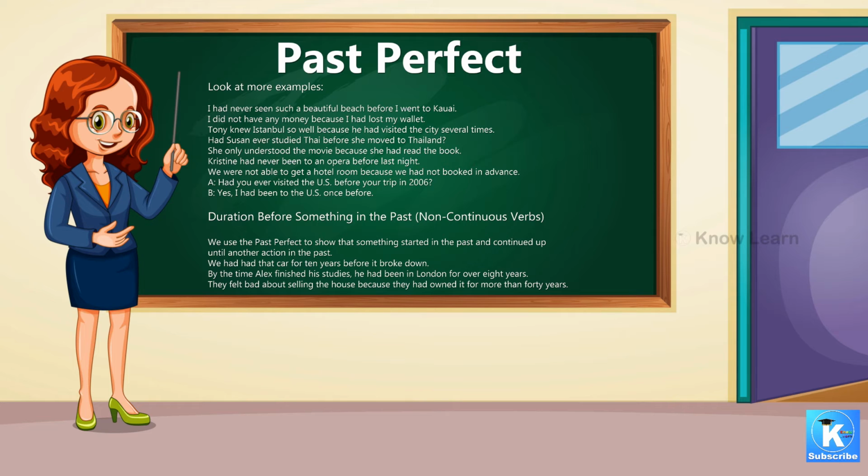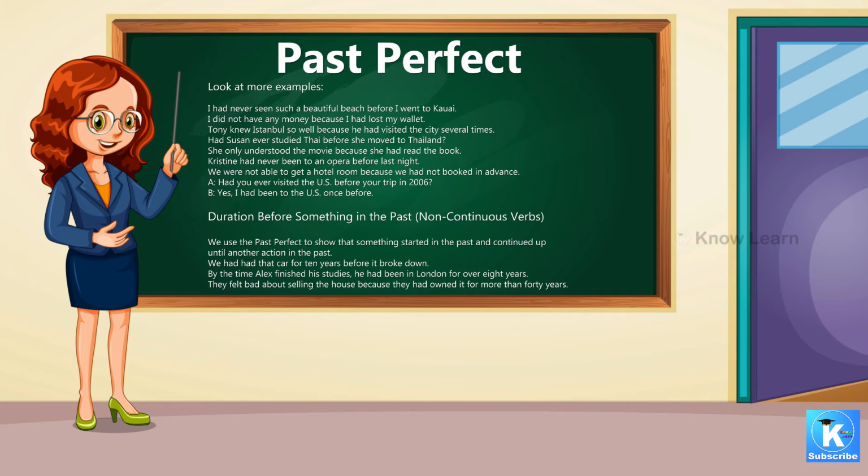Christine had never been to an opera before last night. We were not able to get a hotel room because we had not booked in advance. A. Had you ever visited the US before your trip in 2006? B. Yes, I had been to the US once before.